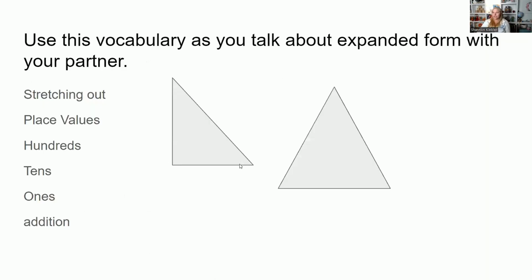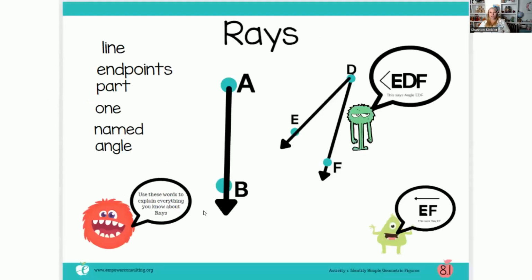Use your vocabulary as you talk about expanded form. Okay, so stretching out place values, hundreds, tens, ones. How could you explain expanded form using this vocabulary? I've started doing more of this in the squad. So for my Math Genius Squad members, this is from 4th grade.